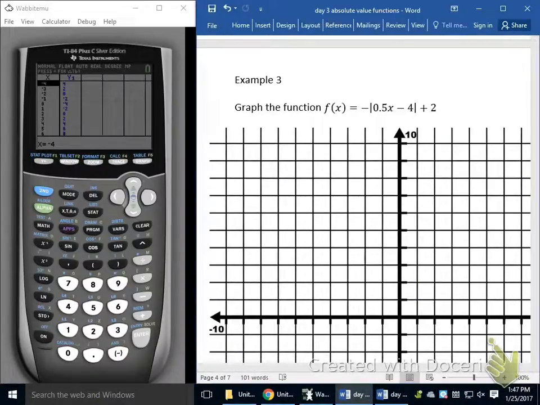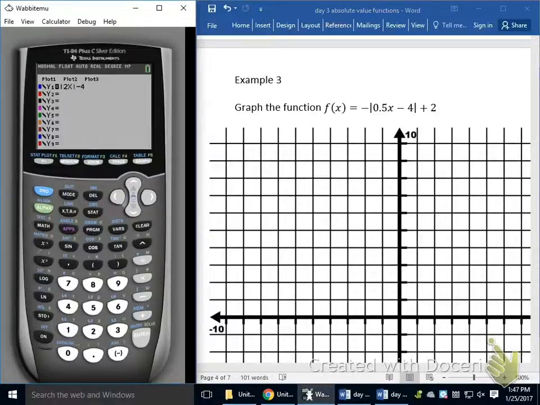All right, so going into y equals, going to go ahead and type that in there. Negative, again, to get the absolute value, let me clear out. Negative, alpha, F2, there's ABS. And I'll go ahead and type in the 0.5x minus 4. I'll hit to the right to get out of the absolute value, plus 2.